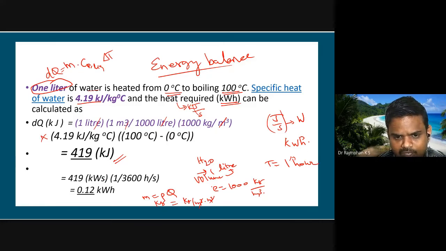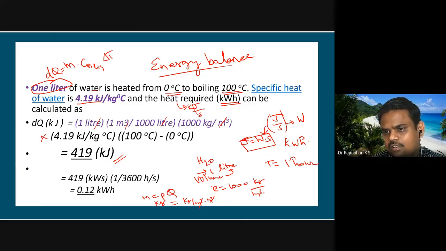And to convert into kilowatt hours, let us consider 1 hour. So what we get is kilowatt second. Joule equal to watt into second. To write kilowatt hour, we can divide by 3600 seconds, because 1 hour is equal to 3600 seconds. So second gets cancelled and hour comes into the numerator. Okay, so that will be our answer.